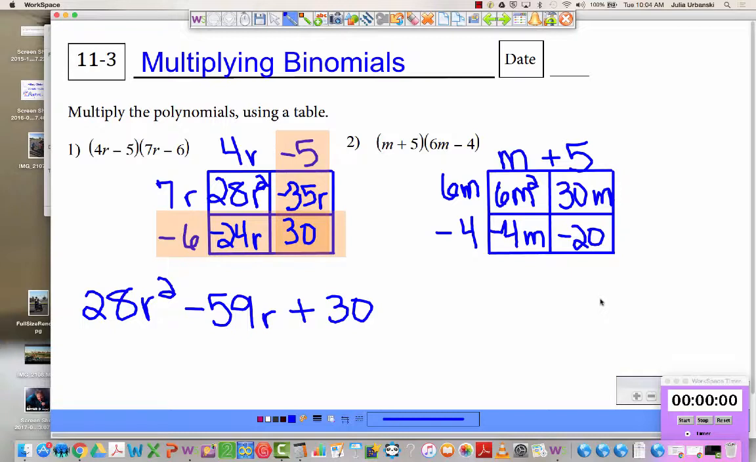All that's left to do is write it in standard form. The highest one is 6m squared. Combine the ones that are the same. 30m minus 4m. Subtract and keep the sign of the bigger number. And then the -20 has nothing to go with it. Just rewrite it like yesterday's.